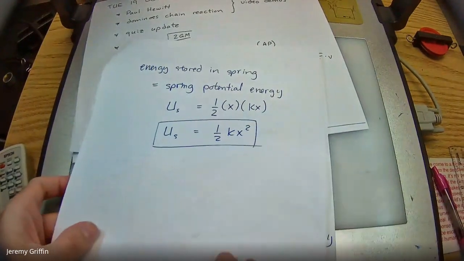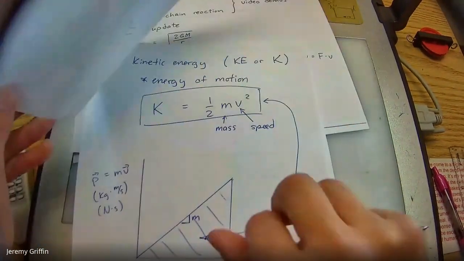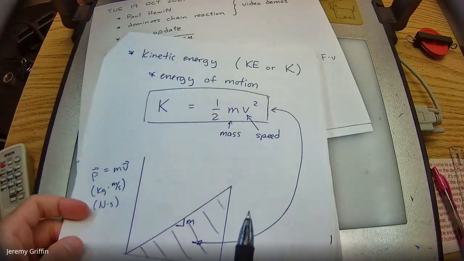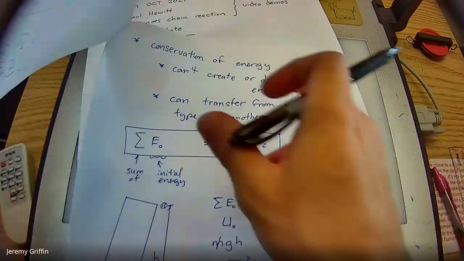That leads exactly to this setup. Energy stored in springs is 1/2 kx squared. I told you guys kinetic energy: this is energy in motion. Anything that's moving has kinetic energy, and you can express it as 1/2 mv squared. That tells you how much kinetic energy it has.